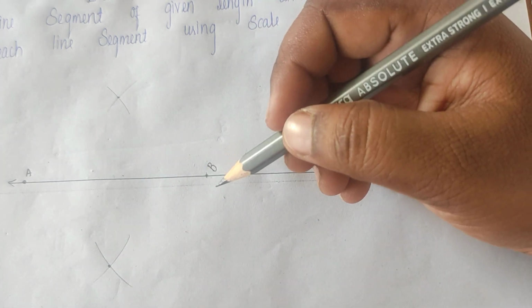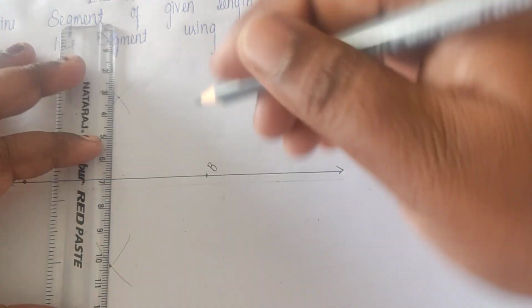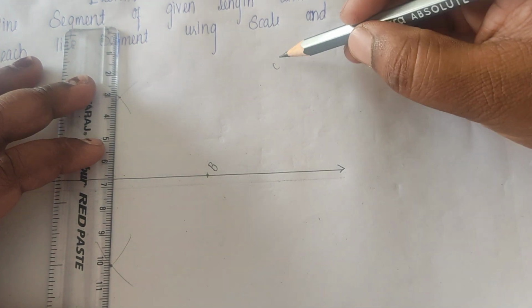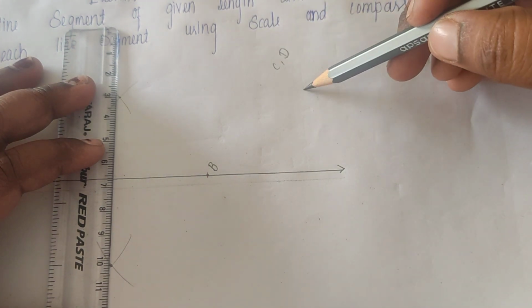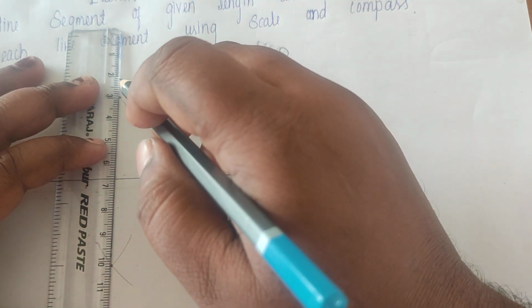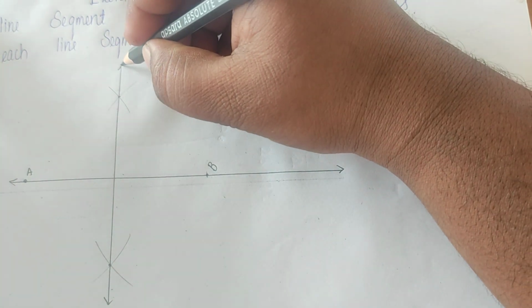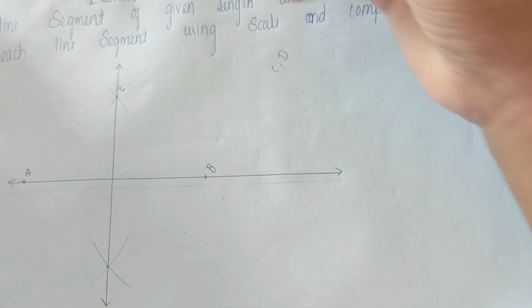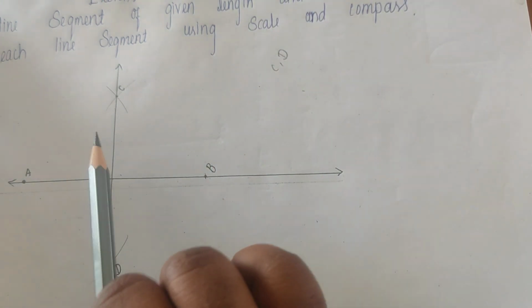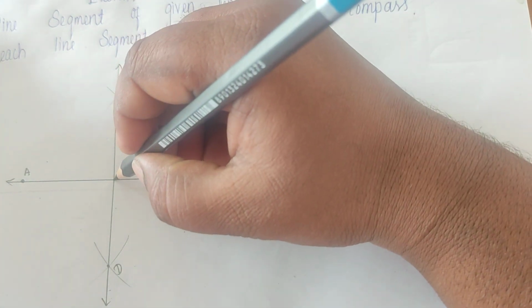Naming is your choice, students. So we have taken C and D. So draw the perpendicular line. This name is C and this name is D. So this one is O.